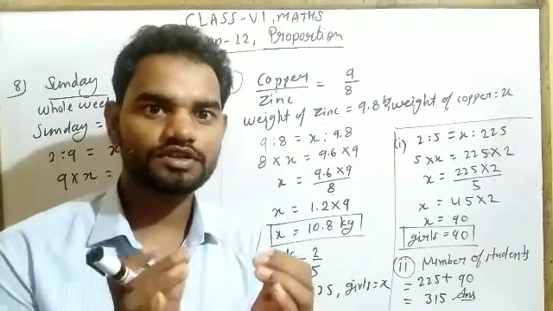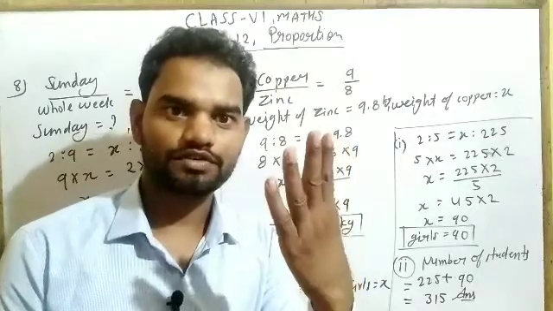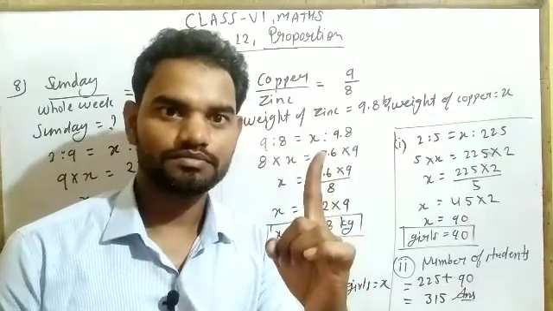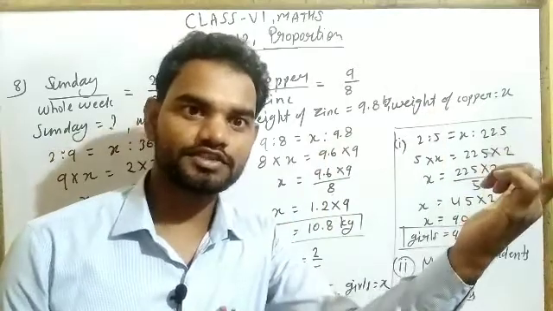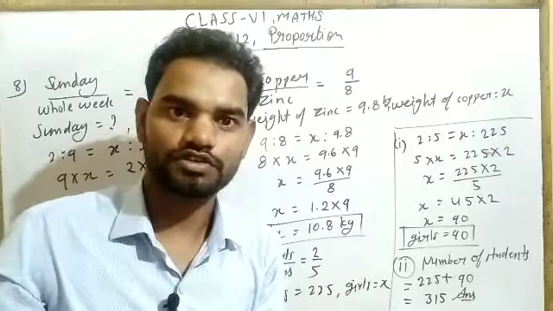Simply you have to put the terms number by number. First term, second term, third term and fourth term. First term will be as second term and third term. Second term will be as fourth term.